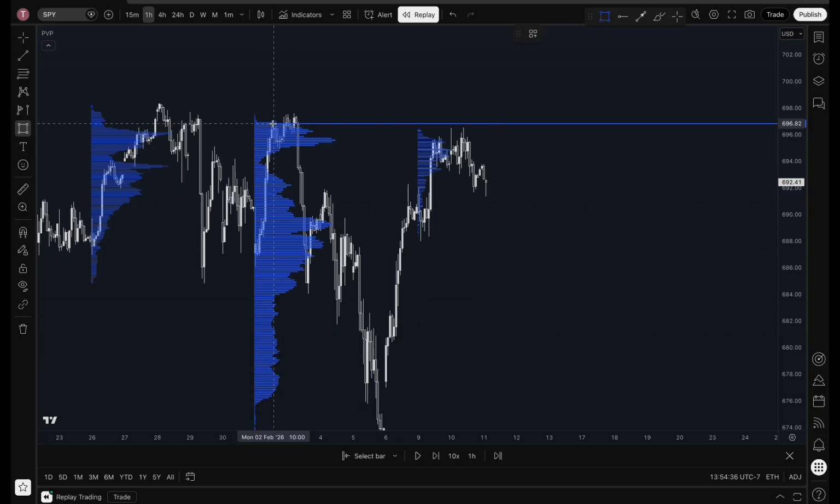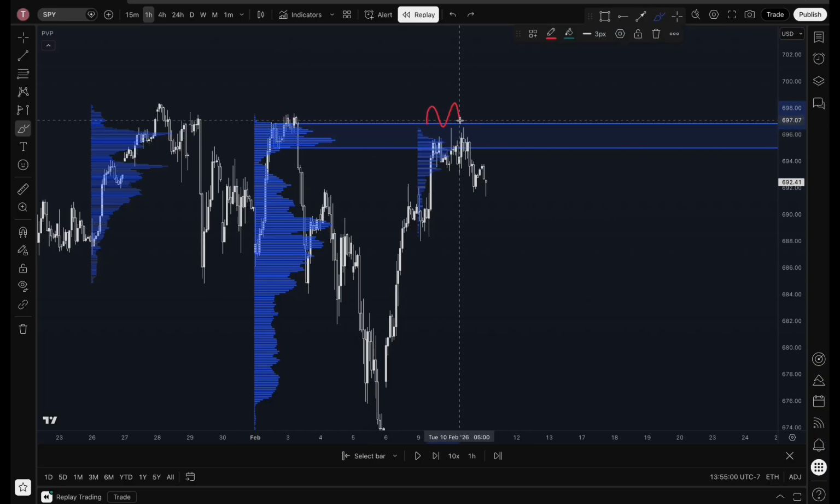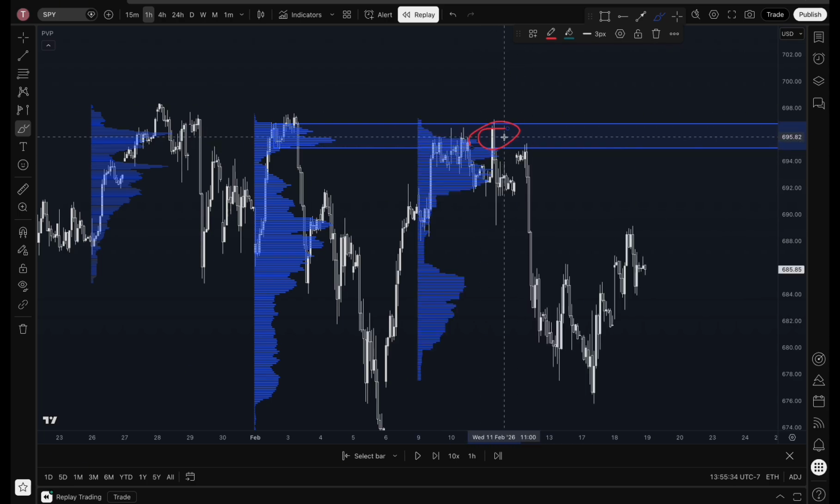In this case, I would mark this high volume node from the previous week's volume profile, and this would be essentially the zone that I would be using as support and resistance. Until we firmly close above it and establish that we gained this level, I would still be fading it. What happens is I would enter a short anywhere here based on price action. And as you can see, the price was eventually rejected from this level, and that was a nice shorting opportunity.